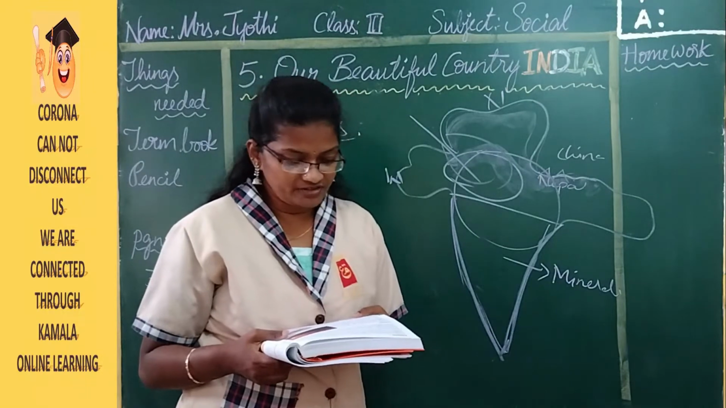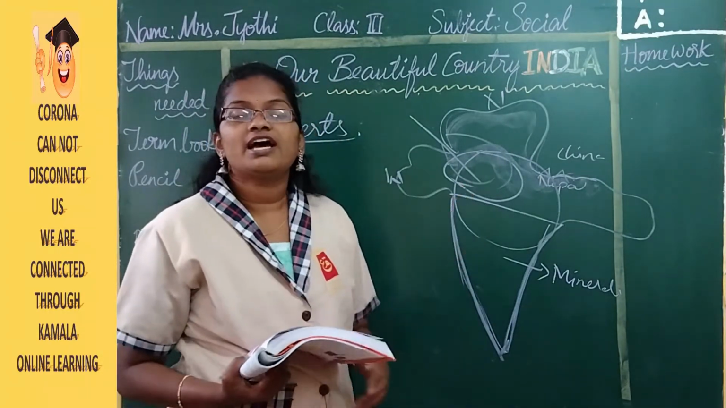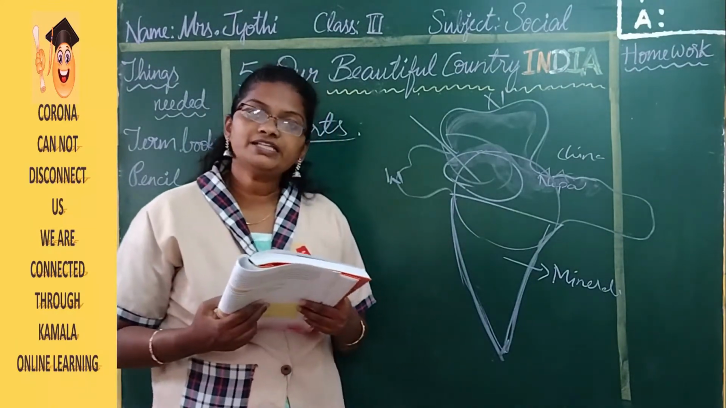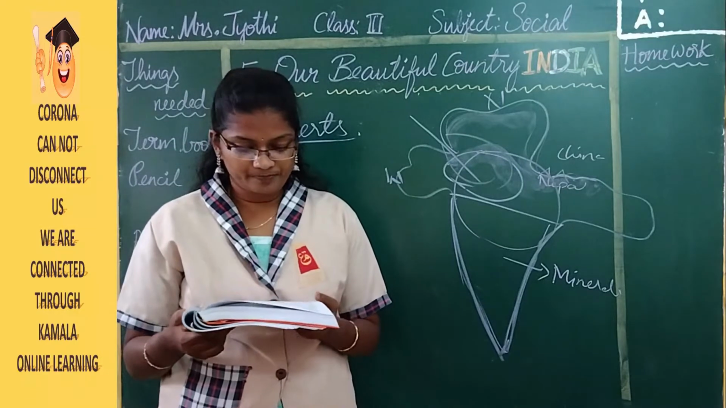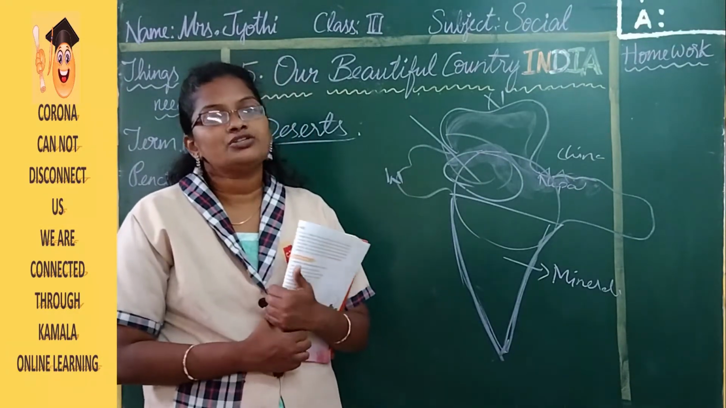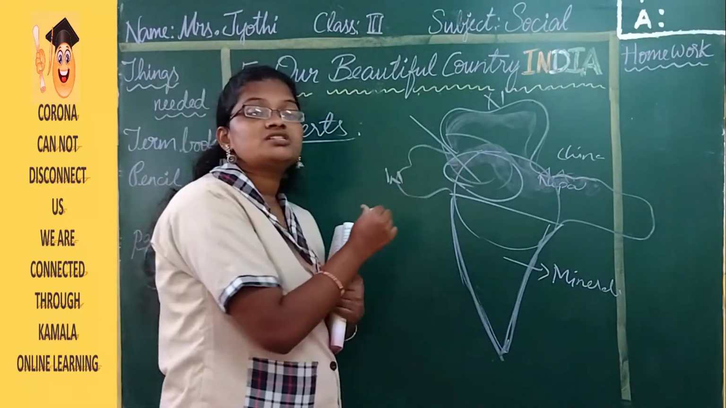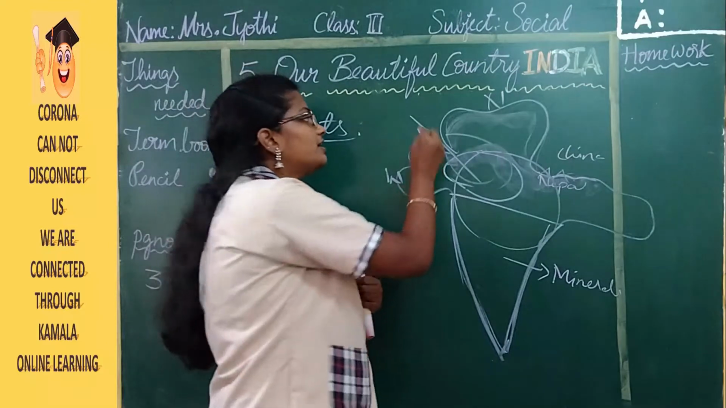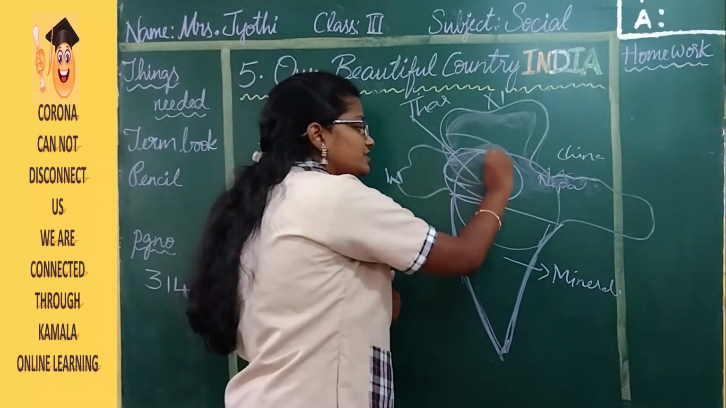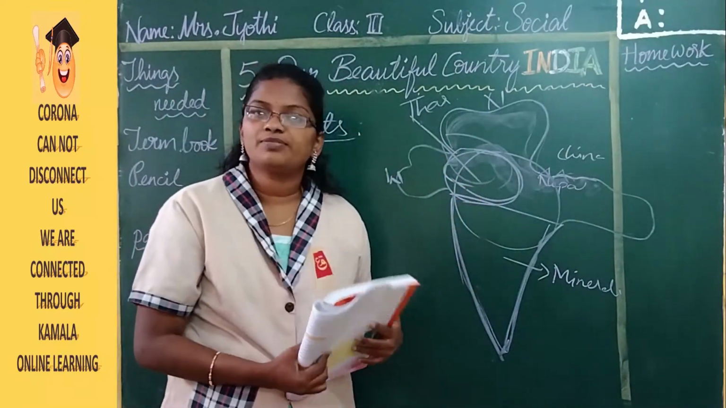Here the days are very warm and the nights are very cold. As I told you, the days are very hot and warm and the nights will be very cool. Rajasthan is a state which lies in this region. We already discussed that India has 29 states. So in which state does the Thar desert lie? Here we have Rajasthan. In Rajasthan, the Thar desert is present.